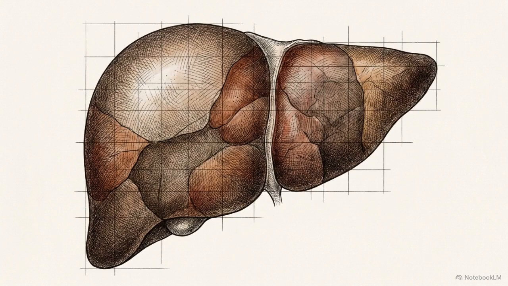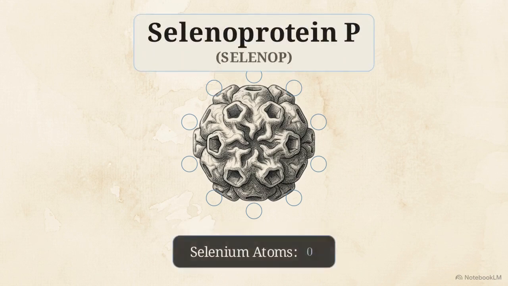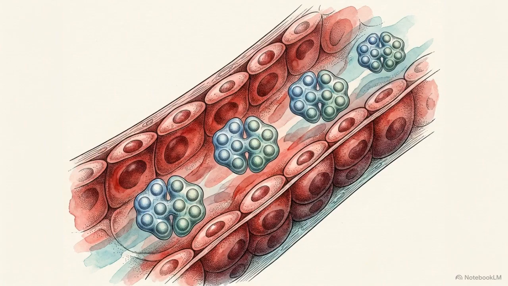Once ingested, your liver acts as the central processing plant. It extracts the raw dietary selenium and synthesizes an extracellular transport truck called Selenoprotein P, capable of carrying up to 10 selenium atoms per molecule. Under steady conditions, this transport network runs flawlessly.